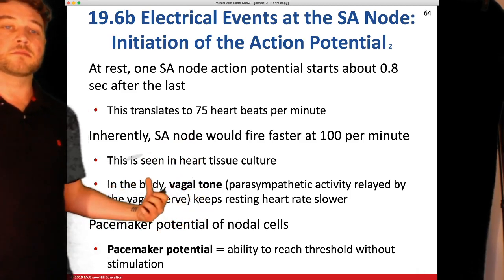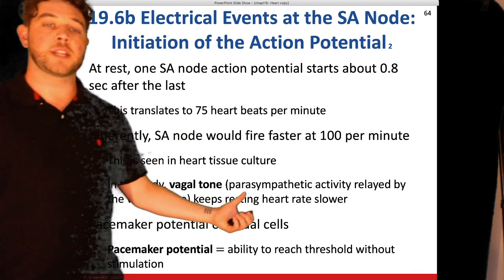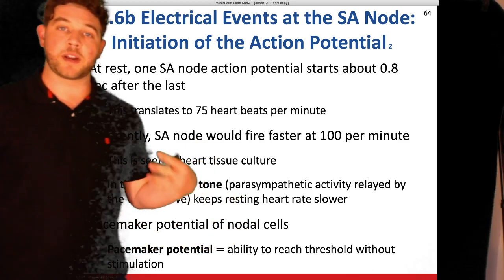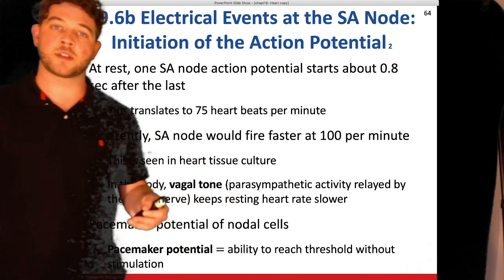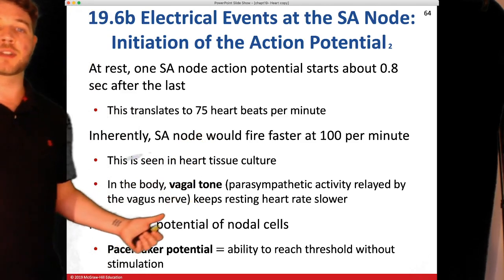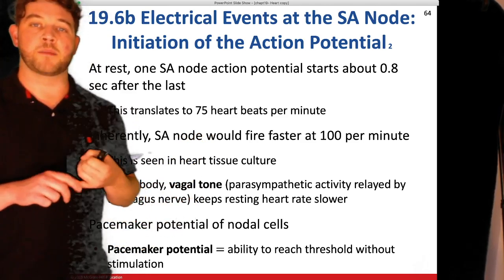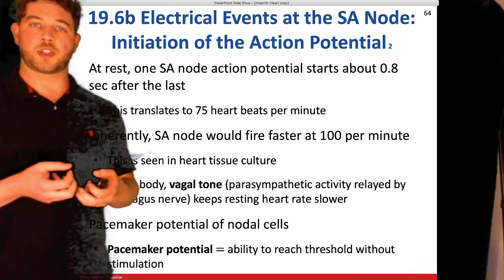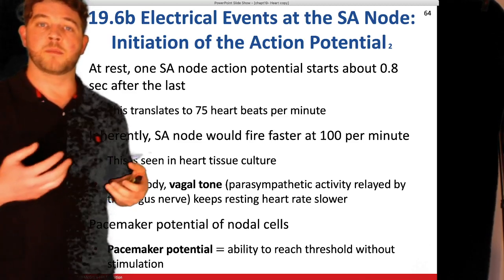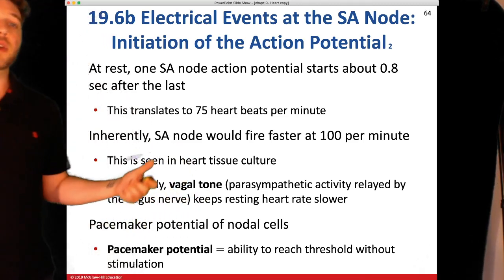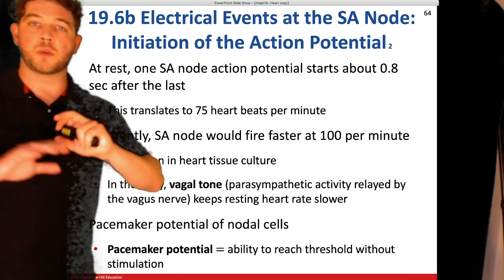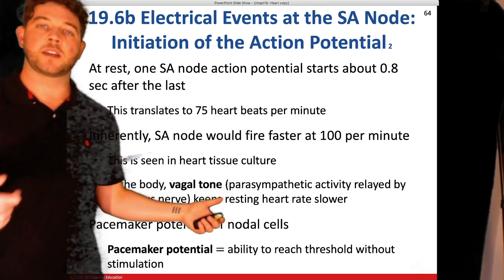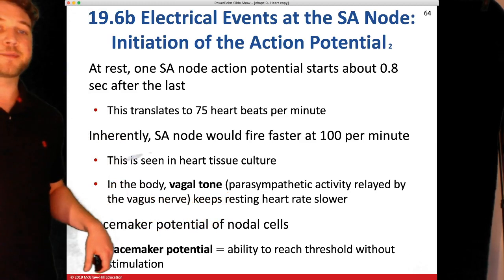In the body, your vagal tone is your parasympathetic activity relayed by the vagus nerve, which keeps the resting heart rate lower. Remember, the parasympathetic activity is part of your cardioinhibitory center, so it translates its signal through the vagus nerve. Your vagal tone is also what keeps your rectum and external sphincters inherently closed, and gives a slight tone to your abdominal organs, so that you don't just use the restroom on yourself. So normally, on its own, the SA node would fire at 100 beats per minute, but because of this constant parasympathetic activity, it goes down to about 75.